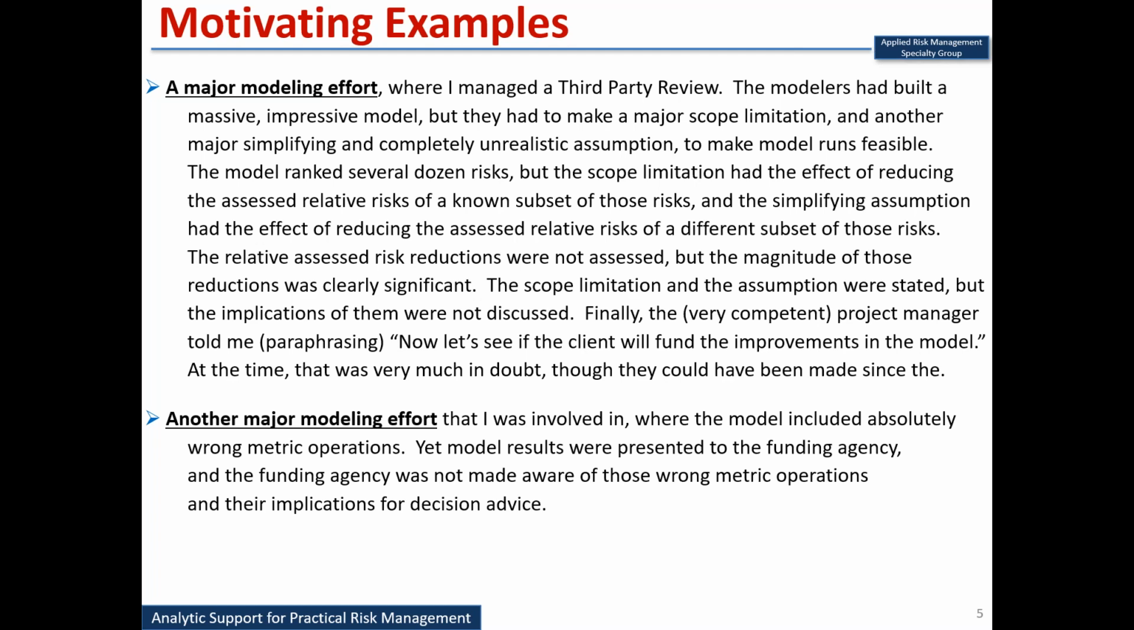And this didn't bother them. They're modelers. You're always doing that with the model. But the net effect was very important, because that scope limitation, looking at the several dozen risks that were ranked, we all know it underestimated the risks of a subset of those several dozen risks. Well, those just have an asterisk.